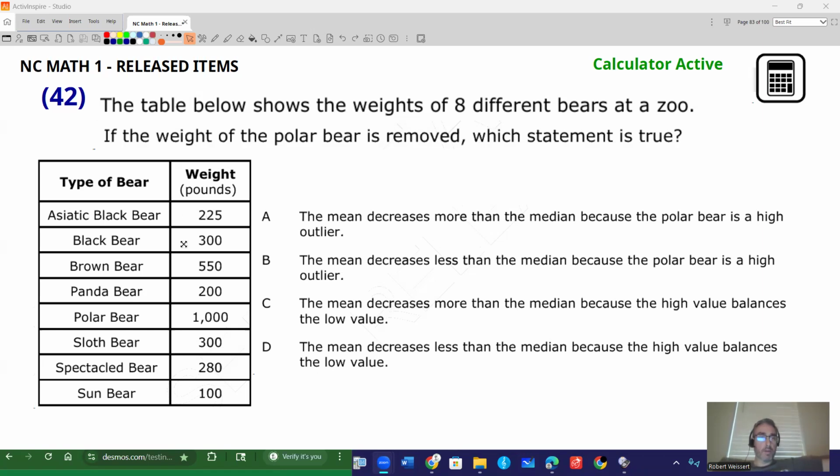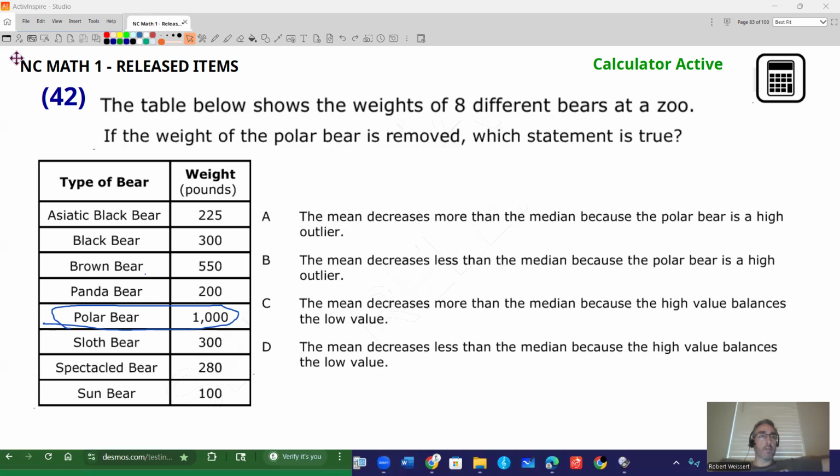Now here are all the bears. Look at your polar bear down here, which is right there. And you can see that that has the largest weight. So that may be considered an outlier in this problem. And generally with a high outlier, if you remove it, it does decrease the mean, sometimes the median, just depending on what we're looking at.